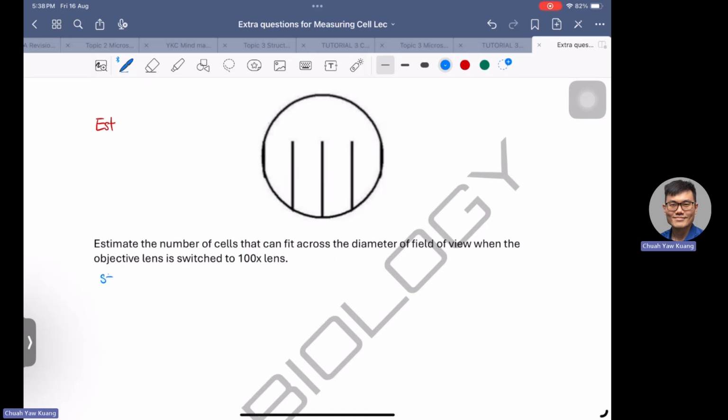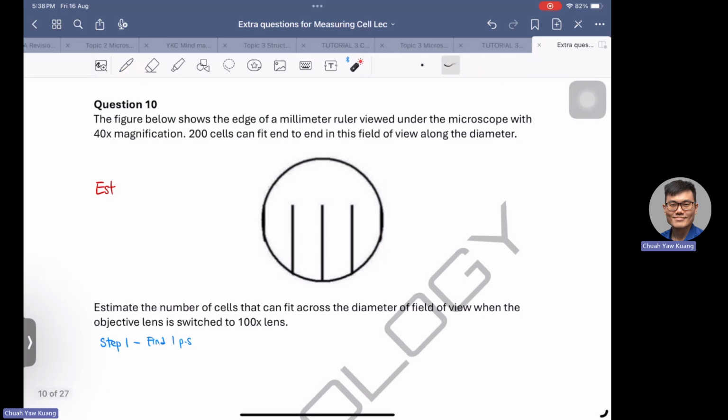So step number one is we have to find the one pitch on the stage micrometer. For this step, because the question is special, it seems like it is not needed. Why? Because there's no stage micrometer being used. So that's why we cannot find one pitch on the stage micrometer. So this one, no need.